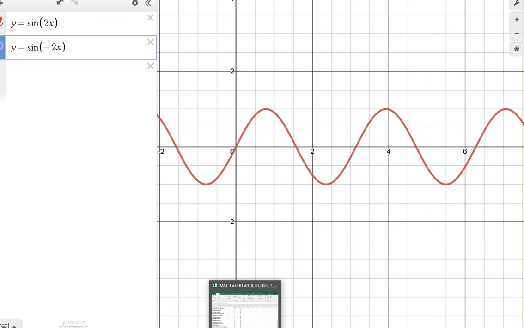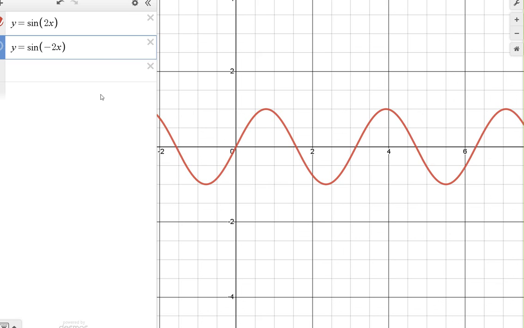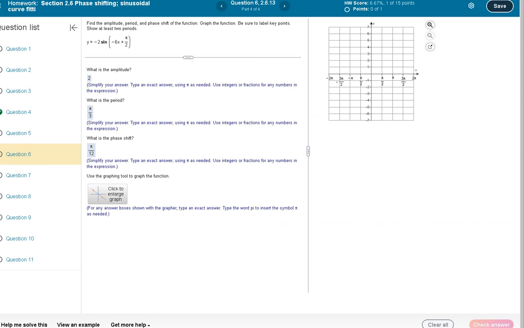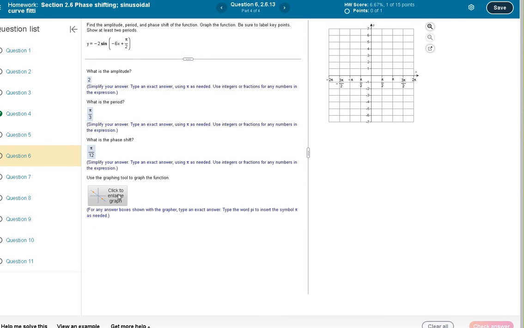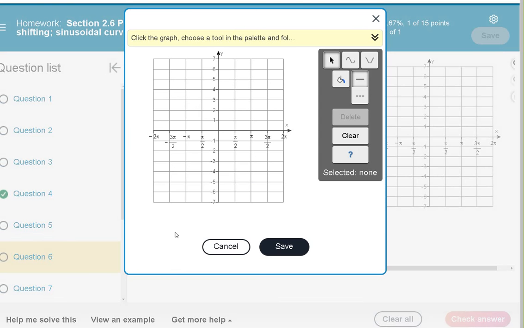But let's finish this up here. Where's the homework? Right there. So to finish this up, we want to click on the graph and graph this. It says click on this to enlarge this. And the first thing you have to decide is what kind of graph you're going to use. So I want to use this one because that's a sine graph.